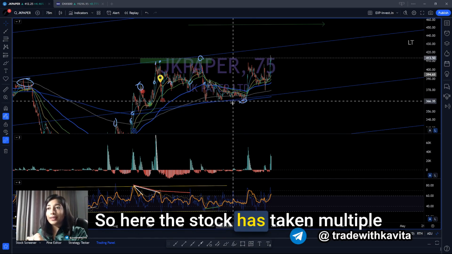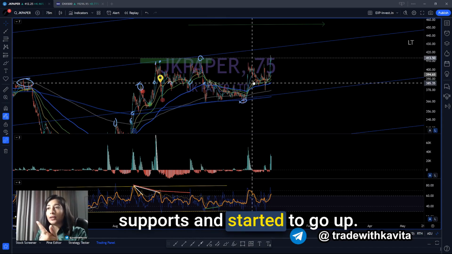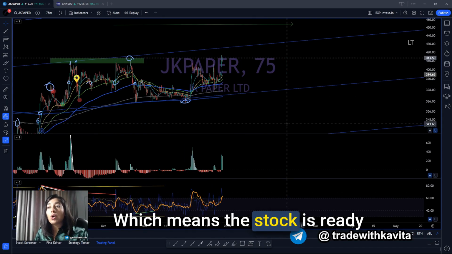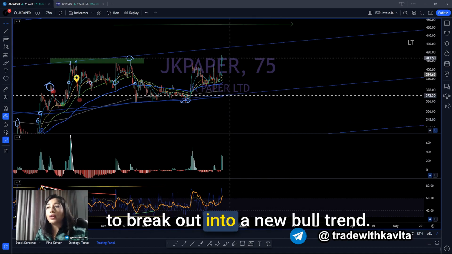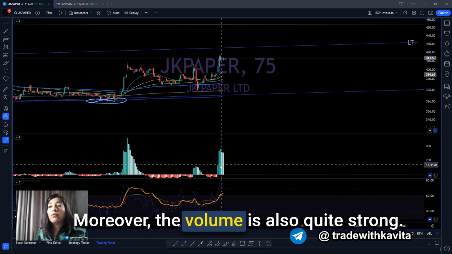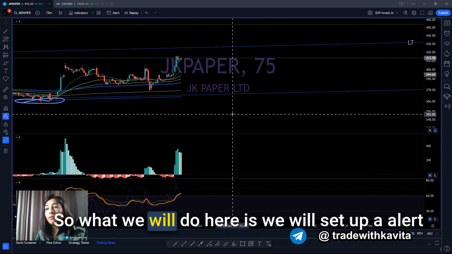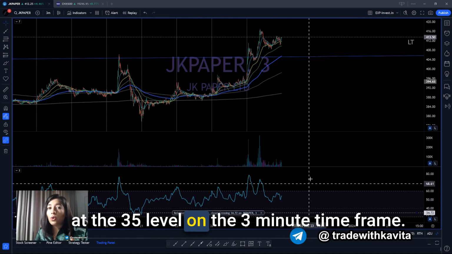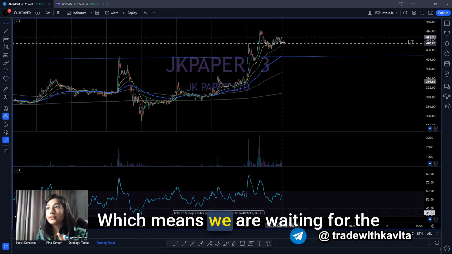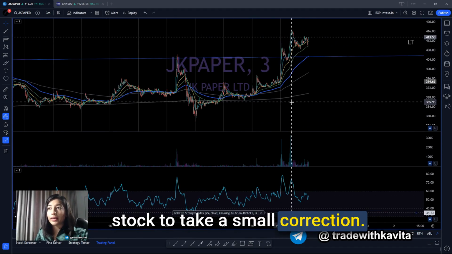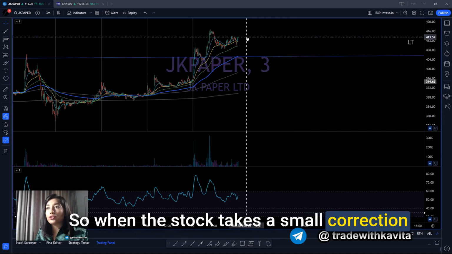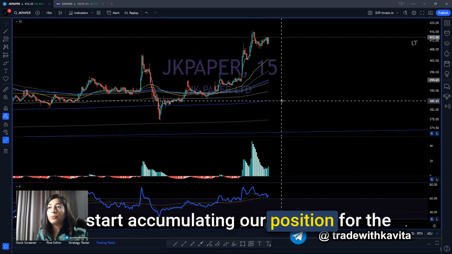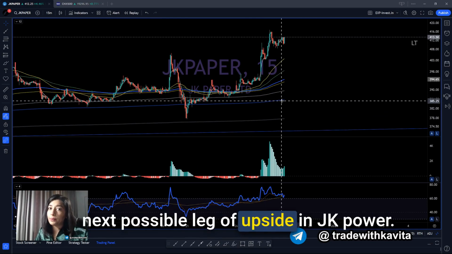Here the stock has taken multiple supports and started to go up. It has also forged a small higher high, which means the stock is ready to break out into a new bull trend. Moreover, the volume is also quite strong. So what we will do here is set up an alert at the 35 level on the minute time frame, which means we are waiting for the stock to take a small correction. When the stock takes a small correction of say around 2%, that is when we will start accumulating our position for the next possible leg of upside in JK Paper.